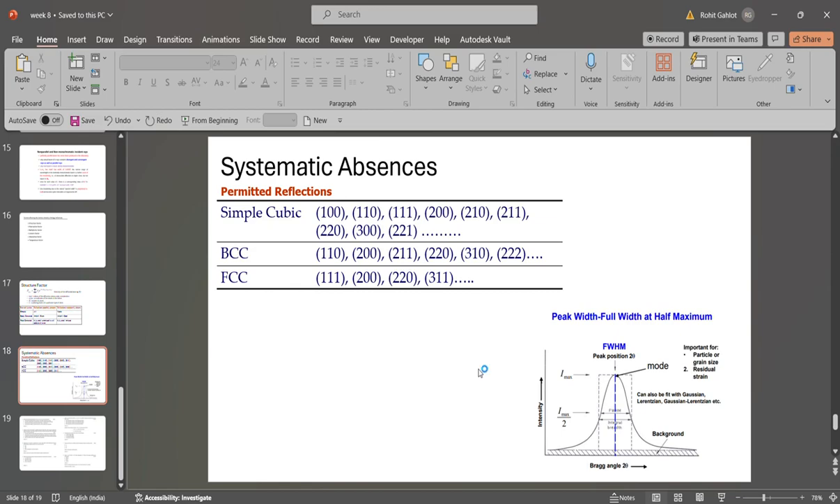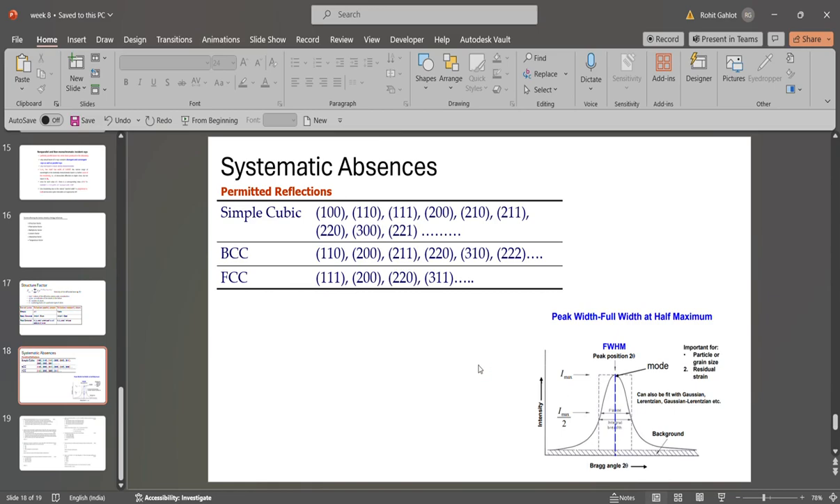Your Lorentz factor is given by 1 by 4 sine square theta cos theta, and another factor is the absorption factor. It is the number by which the calculated intensity is to be multiplied to allow for absorption. It is a material property. Another thing is the temperature factor. As the temperature increases, the vibration of your atoms increases, and then your interplanar distance and scale will vary. So this will also have a significant effect on your intensity.